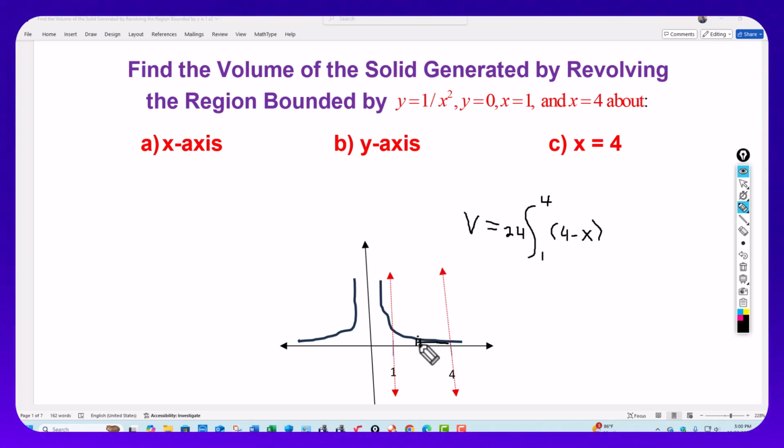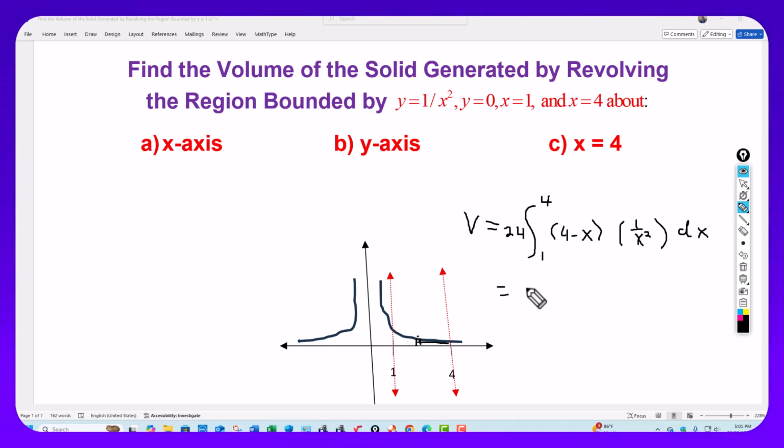And then the height of the rectangle, anywhere you put it, it's always going to be this distance here. Put the rectangular strip over here or over here. The height will actually just be the function, going from the x-axis in this case to the curve. So it's going to be 1 over x squared. And then it's dx. And then it's just a matter of integrating this.